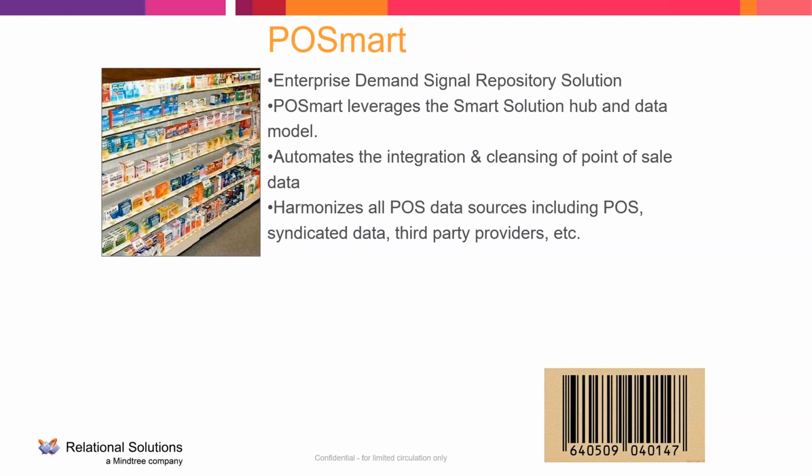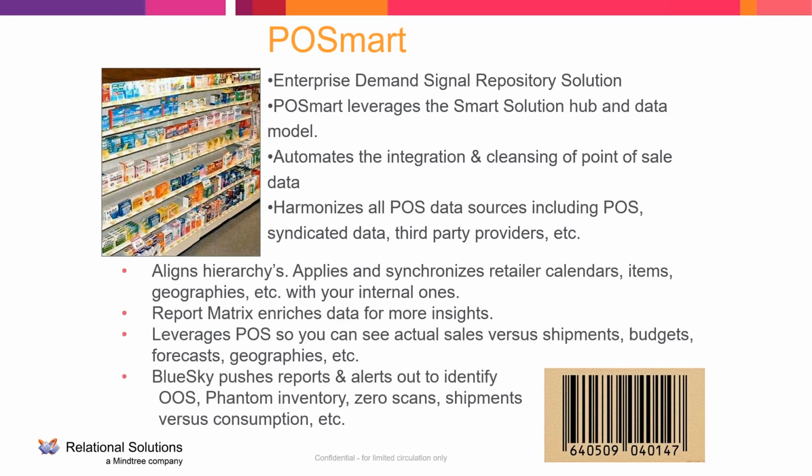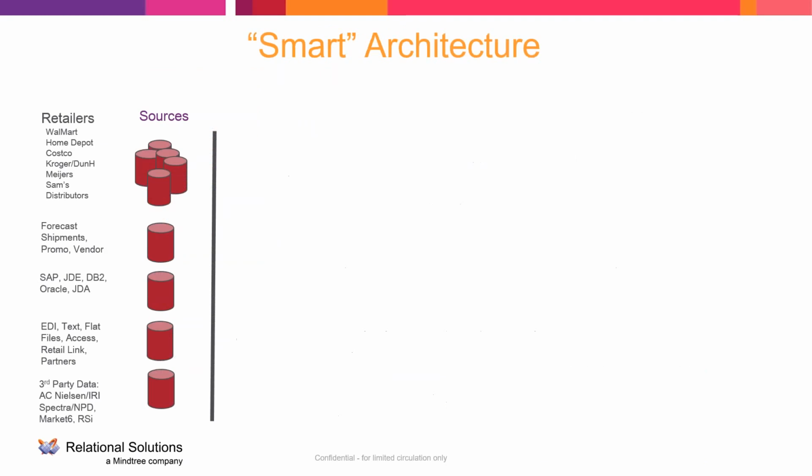We are not simply providing retailer category management reports. We are doing that, but we're also doing it in a much broader view so that you can get a 360-degree view of your sales, and we can integrate that information with the other internal data that will provide more value to your business. So we're integrating all of that. We're aligning the different hierarchies as we talked about. And then our BlueSky application automatically pushes reports and alerts out to end users on things like out of stock, phantom inventory, zero scans. You can see ship to consumption reports and so forth.